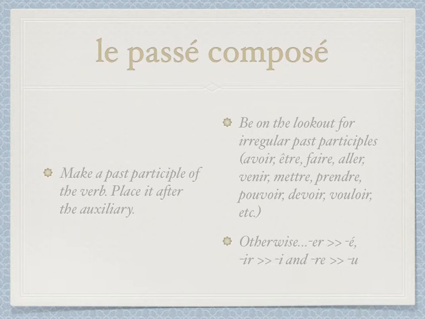Otherwise, if it's not an irregular past participle, you just make a change. So an ER verb like étudier becomes étudié with an é accent aigu. A verb like finir becomes fini with an I. And a verb like attendre becomes attendu with a U.